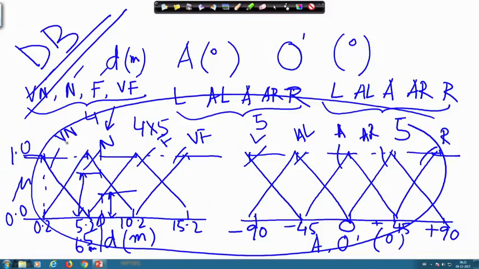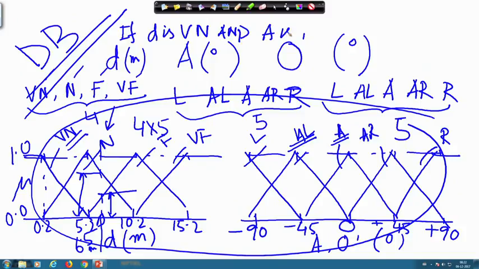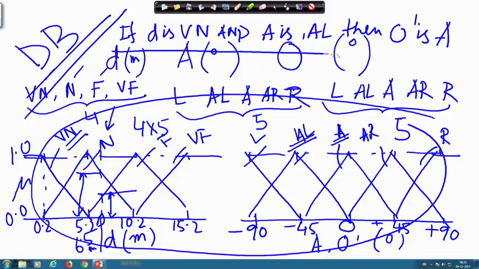For example, the first rule could be, if distance is very near and angle is ahead left, then the deviation is nothing but ahead. So, this is the rule. So, let me just write here a particular rule. If the distance d is very near and the angle A is say ahead left, then the output, that is the deviation, is nothing but ahead. So, this is a particular rule.